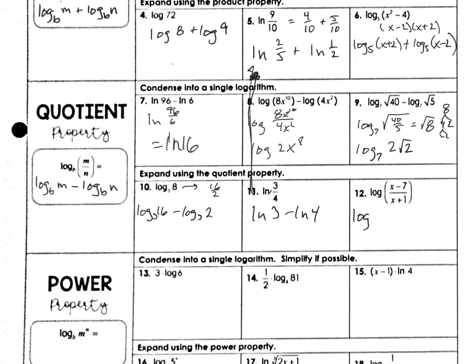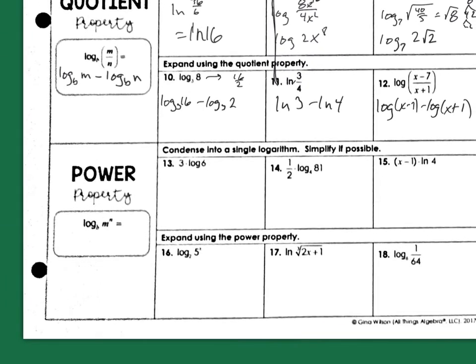This one's going to be the log of x minus 7 minus the log of x plus 1. We don't have a property for adding and subtracting, so adding and subtracting stay adding and subtracting. So don't try to overdo it or do too much.